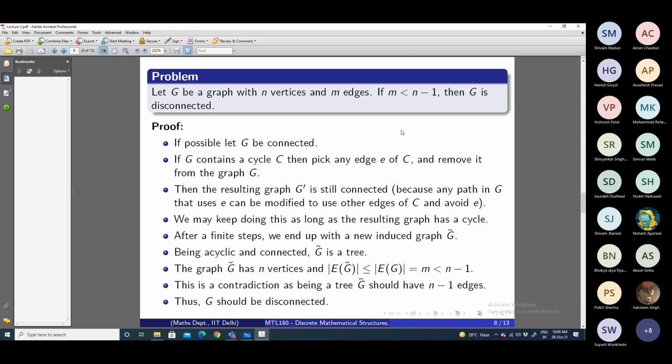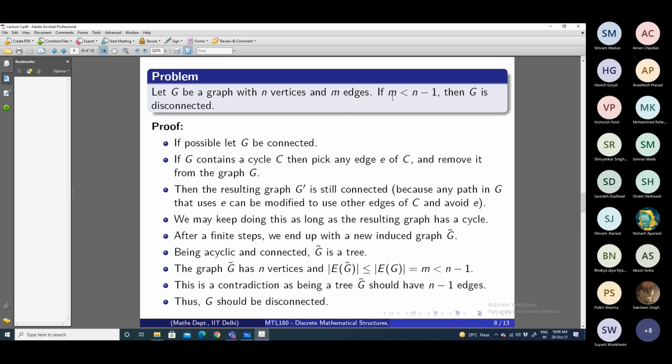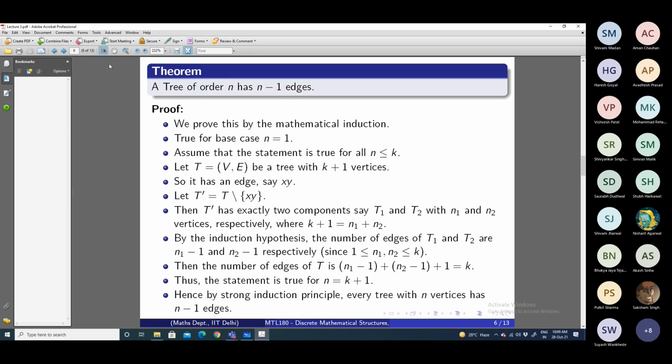Okay, so here we have seen that m is greater than or equal to n, that is, the number of edges is bigger than or equal to the number of vertices. Now we see that the number of edges is strictly less than the number of vertices minus 1. So let G be a graph with n vertices and m edges, and suppose m is strictly less than n minus 1, then G is disconnected. Again, this is a consequence of the theorem that any tree of order n has exactly n minus 1 edges.